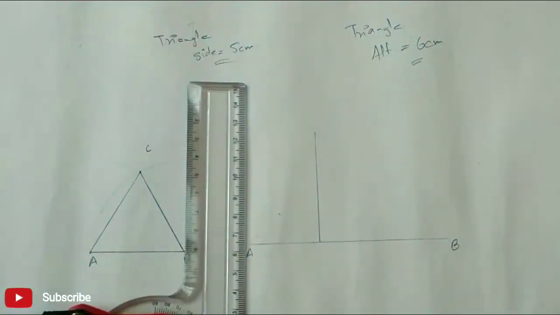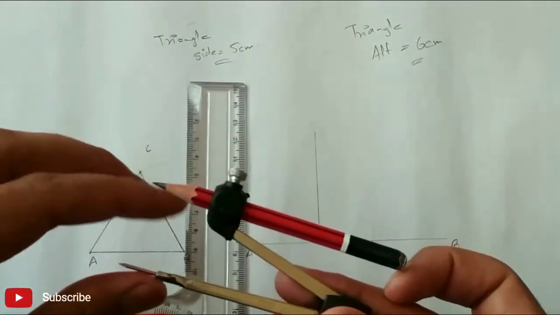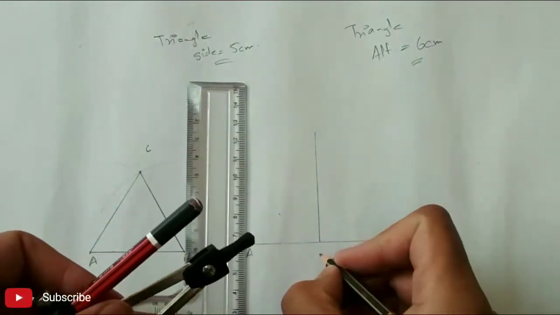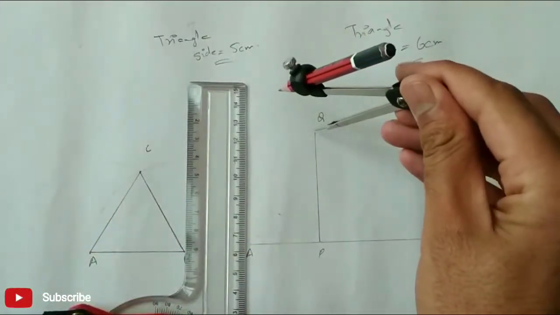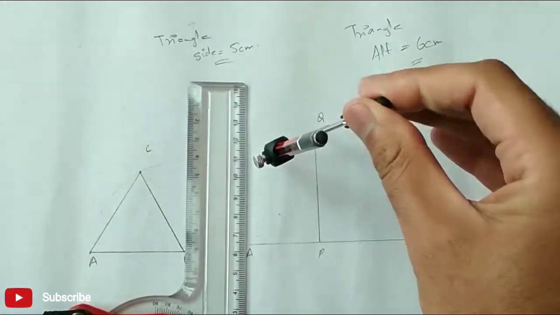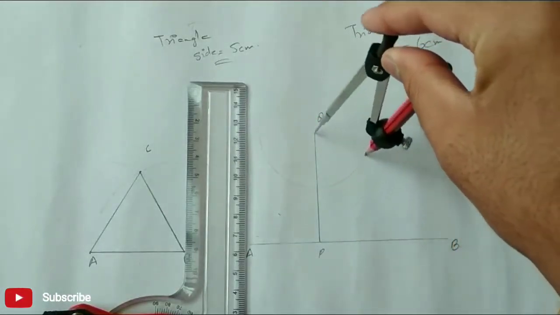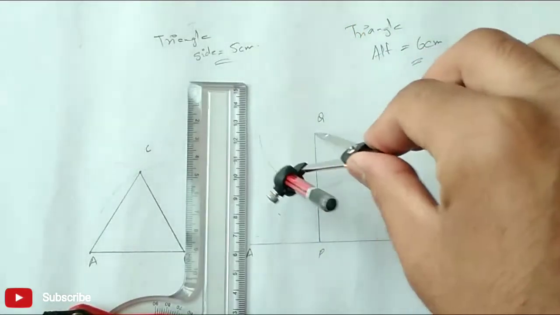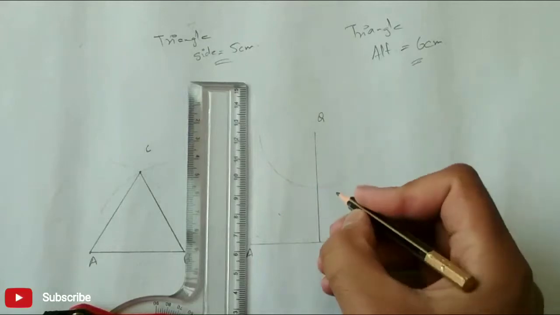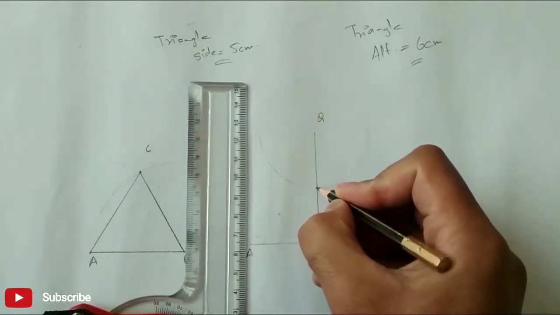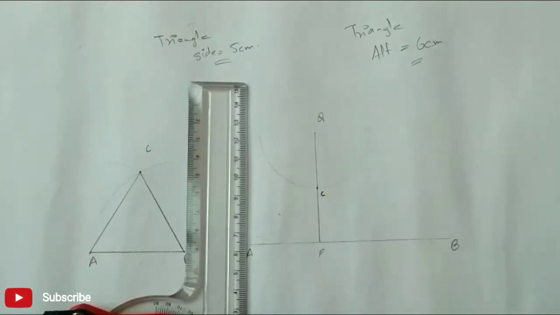Next, what I will do is, I'll take this compass at any random radius. Alright, first let me name this as P and let me name this as Q. And I will place it at point Q and draw a dim arc. Alright, this arc will intersect my line PQ at a certain point. I'll name it as point, let us suppose this is point C.